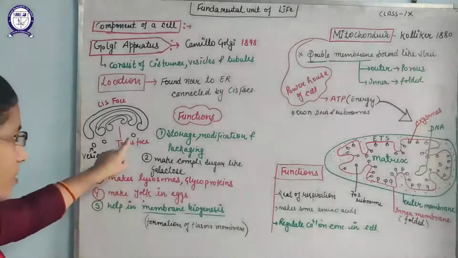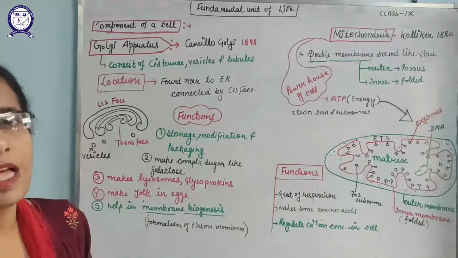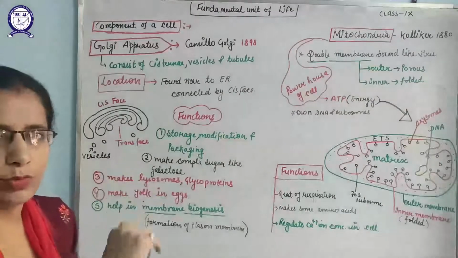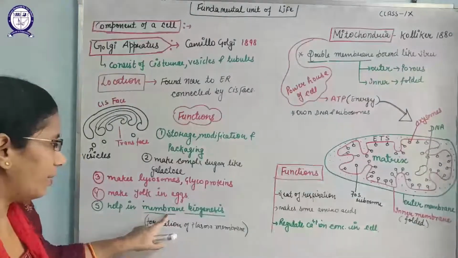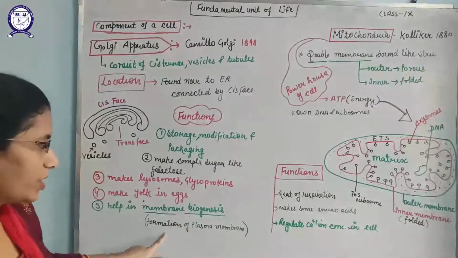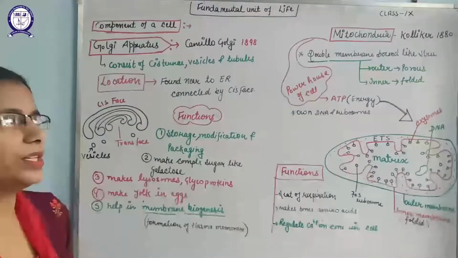The main important function is that it helps in membrane biogenesis. The vesicles that are released from here go and attach to the plasma membrane, and that helps in the formation or extension of the membrane. That is known as membrane biogenesis. I have written here that formation of the plasma membrane is known as membrane biogenesis.